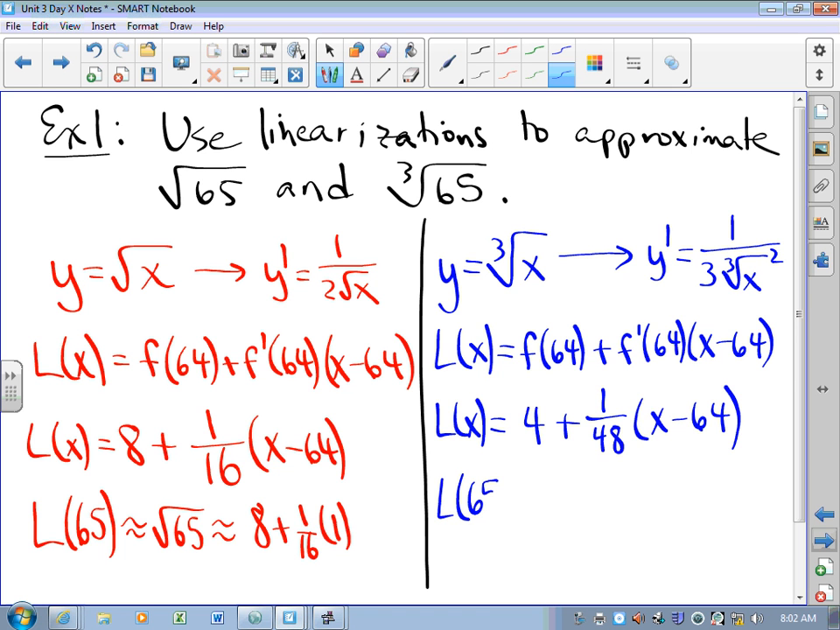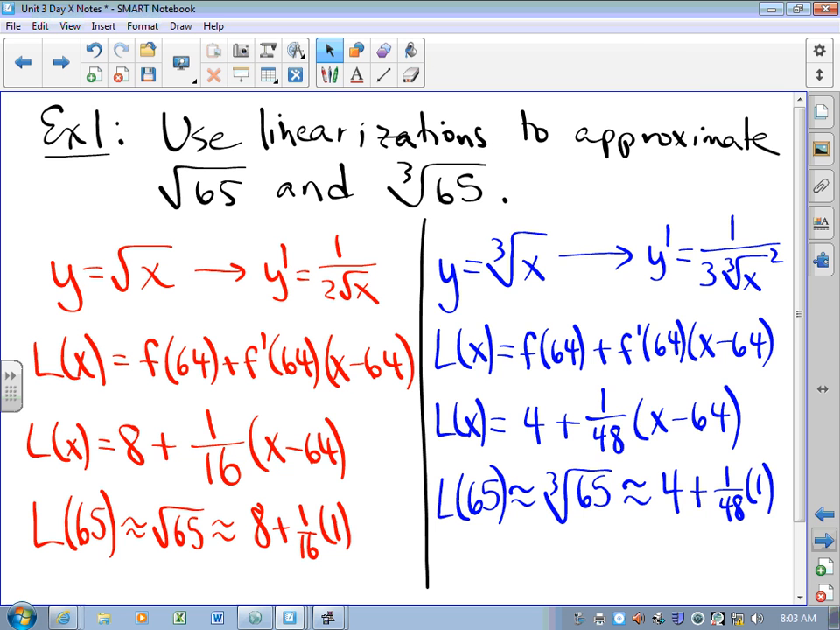So then L of 65, which is approximately the cube root of 65, that's approximately 4 plus 1 over 48. And that does a surprisingly good job.